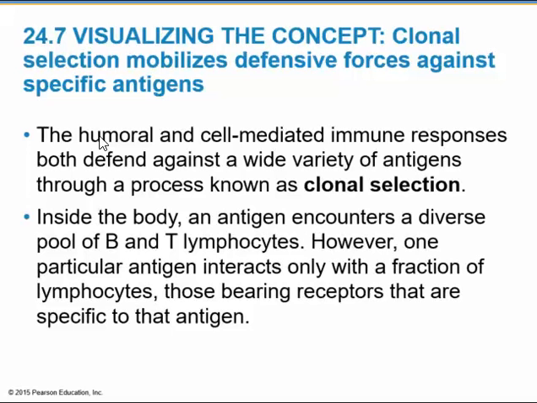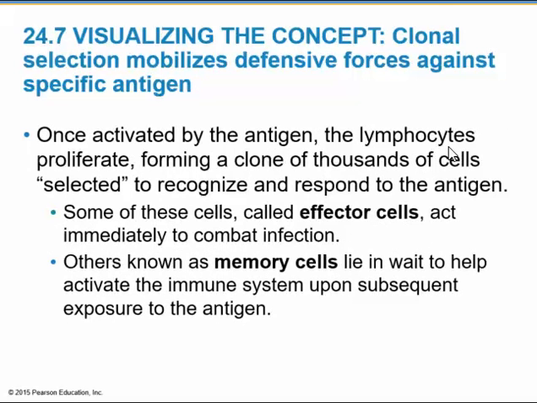Both B cells and T cells protect you by cloning more, making more of the same type of cells. We call this clonal selection. So when an antigen encounters B and T lymphocytes, you have all different types. Only one particular antigen will interact with only a fraction of those, not all of them. Once a lymphocyte is activated by the antigen and binds to it, they form a clone of thousands of cells that respond to that specific antigen.